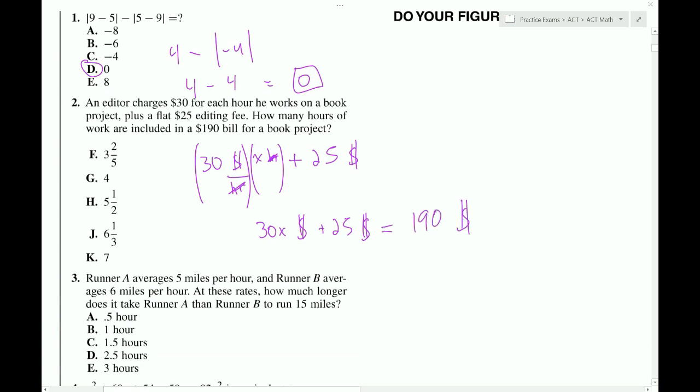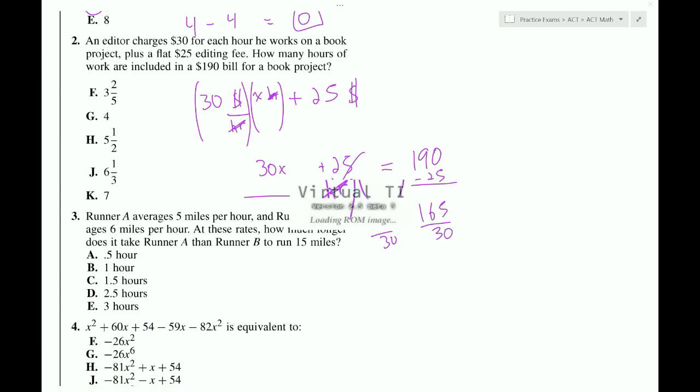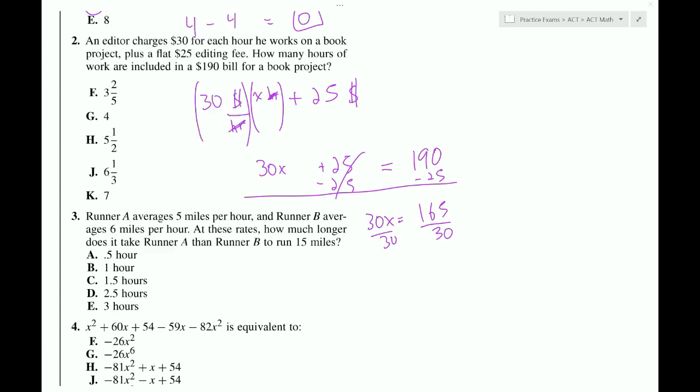Okay, so we just have to solve this for x. So we can drop the units now that we set it up. But you notice that each and every item in an equation like this has to have dollars. That is to say, each term. But anyway, we can solve for x by subtracting 25. So we get 30x equals 165, and then divide that by 30. All right, so we can grab our calculators. So 165 divided by 30, and that will give us 5.5.